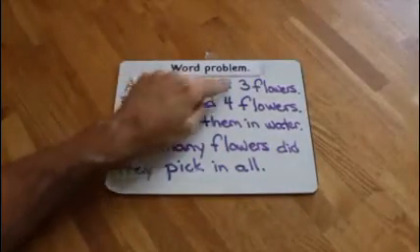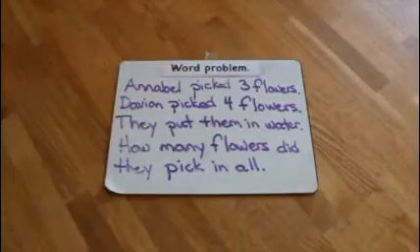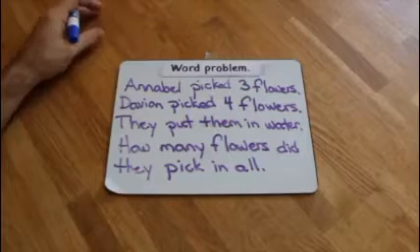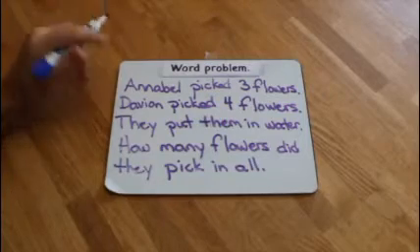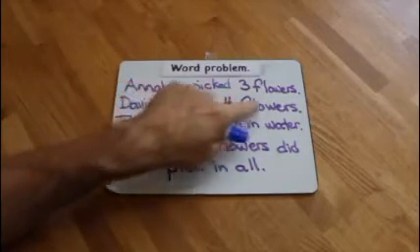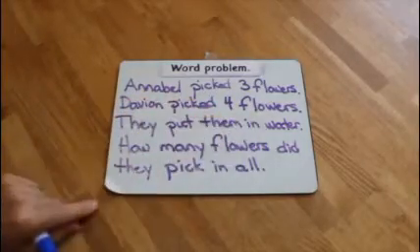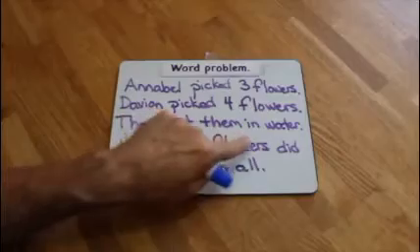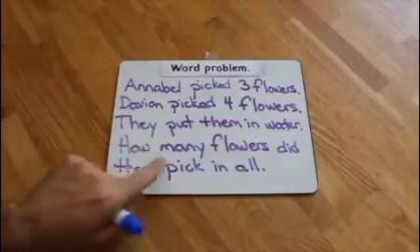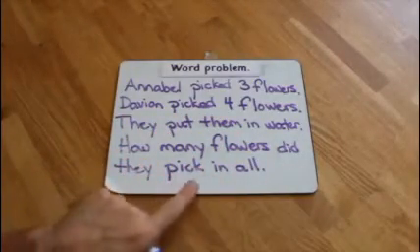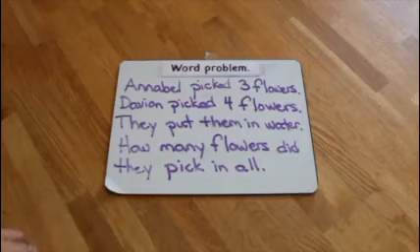And word problem. We're going to read it 2 times. First time, listening for information. Second time, getting the important information. Annabelle picked 3 flowers. Davion picked 4 flowers. They put them in water. How many flowers did they pick in all?